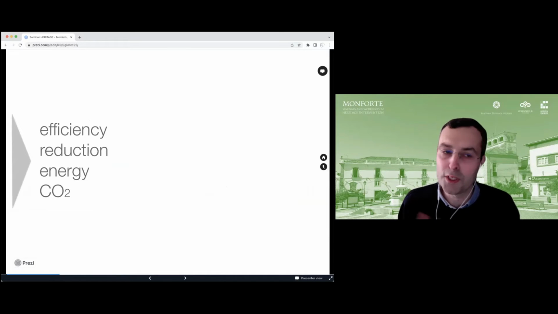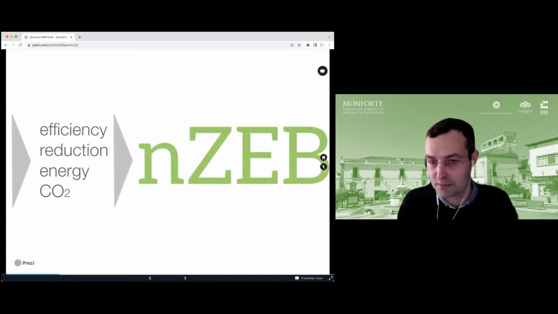It defines ambitious goals on energy efficiency, energy reduction, and the reduction of carbon emissions, and has also defined new standards for buildings, such as the nearly zero energy buildings.